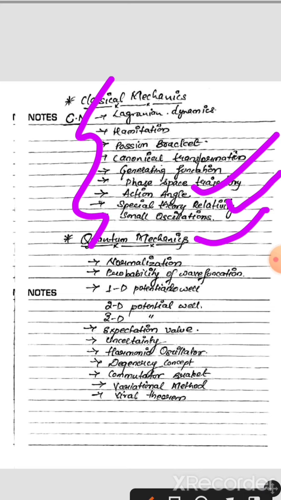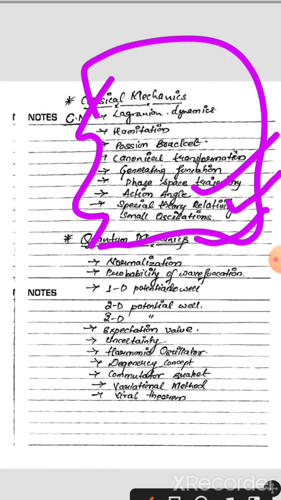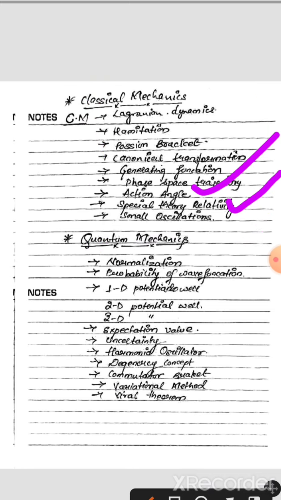If you are completely thorough with these concepts, the basic to basic points, and you are clear with your basics, you can solve any type of question in classical mechanics, having clear knowledge of these things.